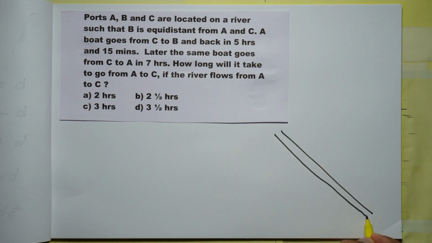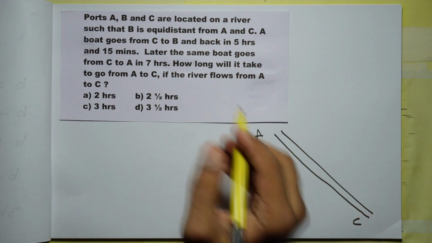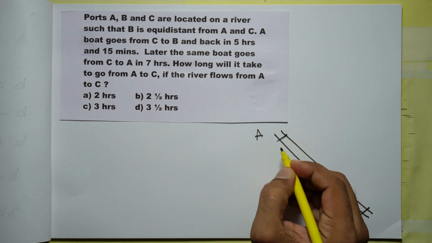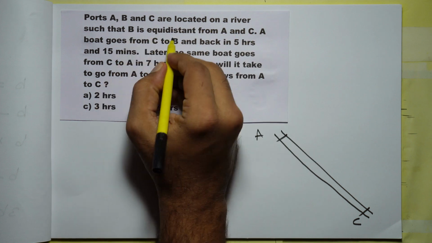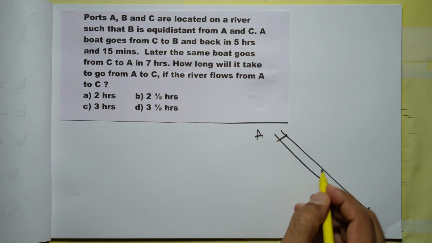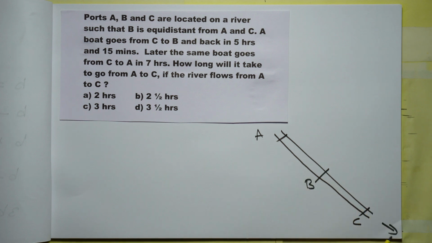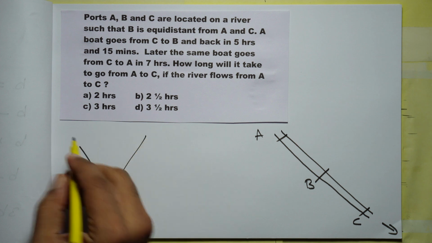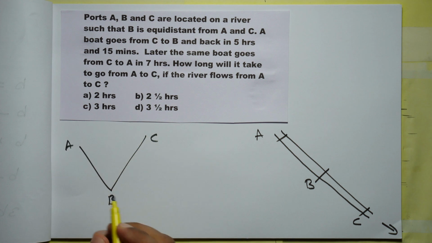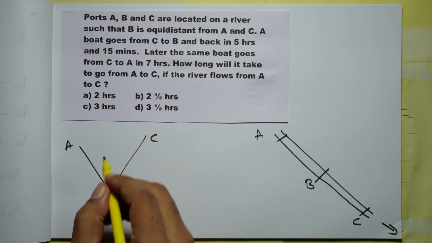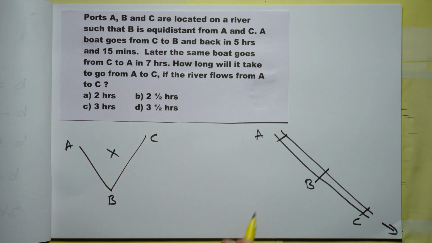A should be at the top and C should be at the bottom, because river always flows down. River flows from A to C. So A should be at the top, C should be at the bottom. Also, it is mentioned that B is equidistant from A and C, which means that B should be at the middle. So you can draw the river like this and the river flows down. Now you cannot draw the river like this, because as you know, the river always flows down. It never goes up. It can never go up. So this figure is not possible. It can only be drawn like this because the river always flows down.